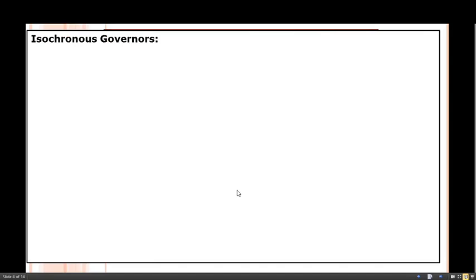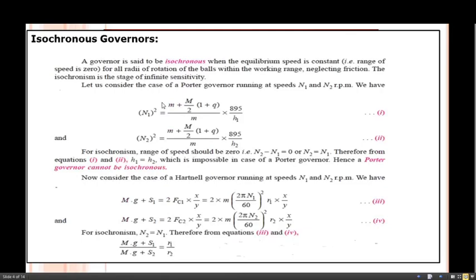The next point for our discussion is isochronous governors. A governor is said to be isochronous when the equilibrium speed is constant. That is, the range of speed is 0 for all the radii of rotation of the balls in the working range, neglecting friction. Isochronism is the stage of infinite sensitivity. Let us consider the case of a Porter governor running at speeds N1 and N2 rpm.